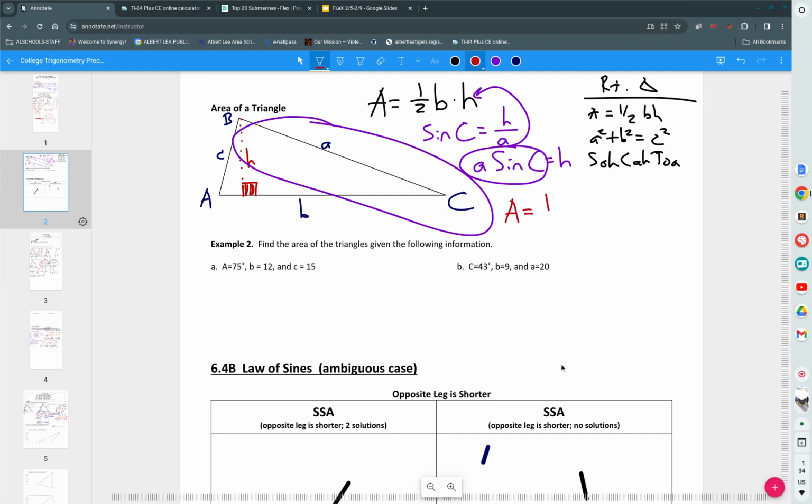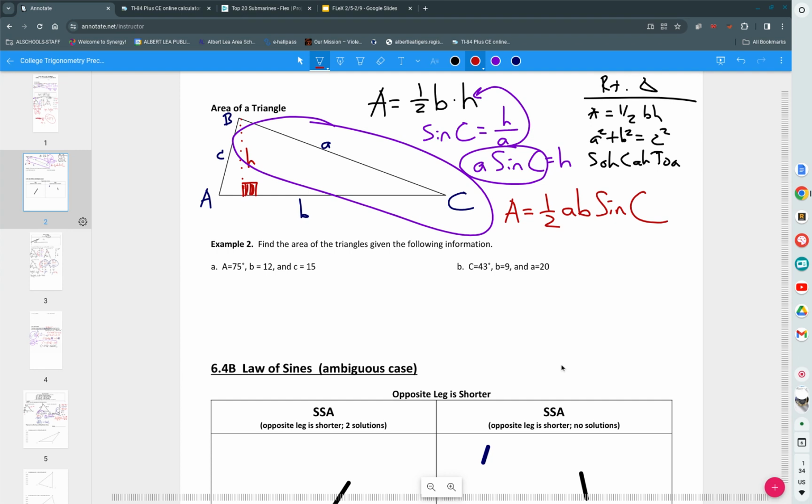And what we get is this great formula. Area is equal to 1/2. Notice we have A for side A, we have B for side B, and then we have sine of angle C. And that is our area formula.